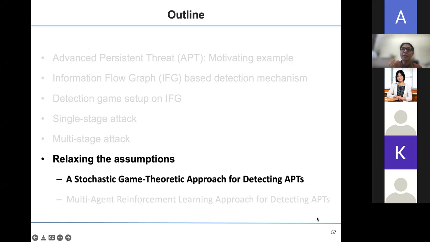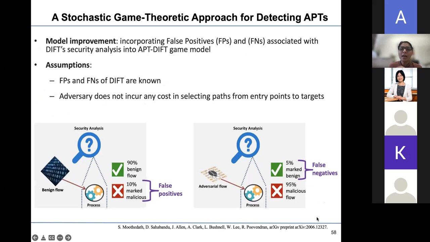So recall that we had this assumption that we do not consider false positives or false negatives, right? But typically DIFT could generate false positives and false negatives. What I mean by false positive is, suppose the security analysis is performed, right, over a benign flow.